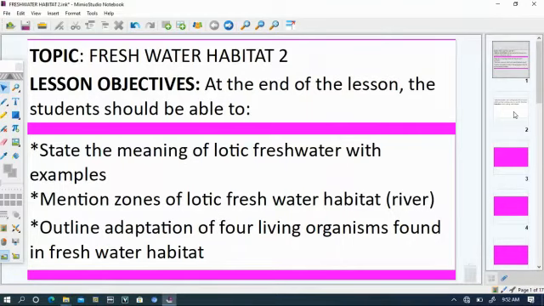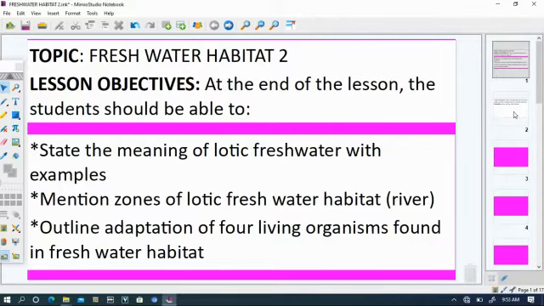Freshwater Habitat, Part 2. At the end of the lesson, the student should be able to state the meaning of lotic freshwater with examples, mention zones of lotic freshwater, outline adaptation of 4 living organisms found in freshwater habitat.